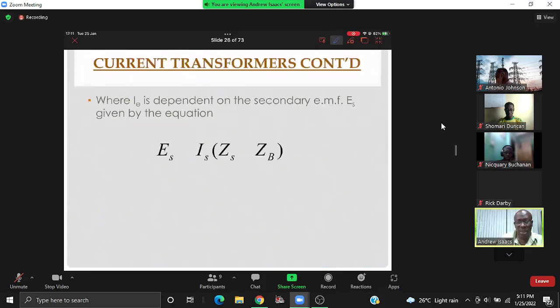So when we're looking at the secondary EMF, which is dependent, which gives rise to IE, IE being the excitation current.